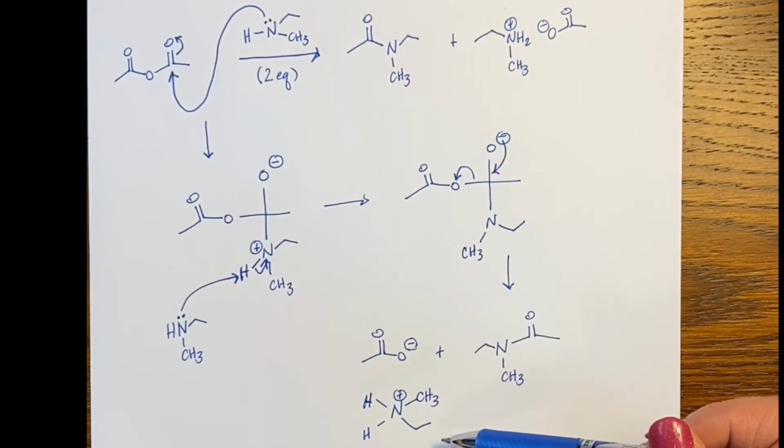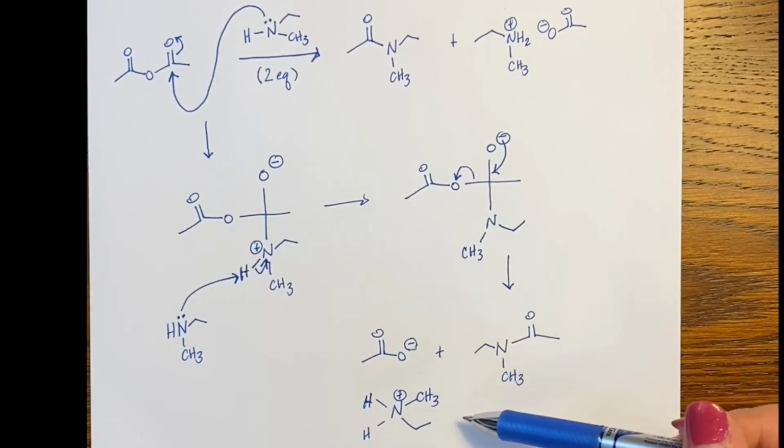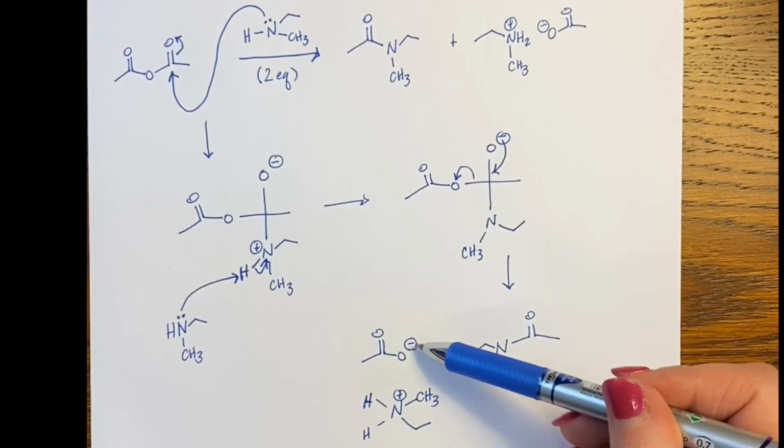This reaction always requires 2 equivalents of the amine, because the first equivalent of the amine is what we use to form that amide product. The second equivalent of the amine is what's used as a base in the reaction, and we get that salt in the end.